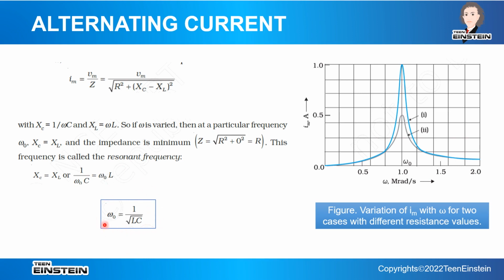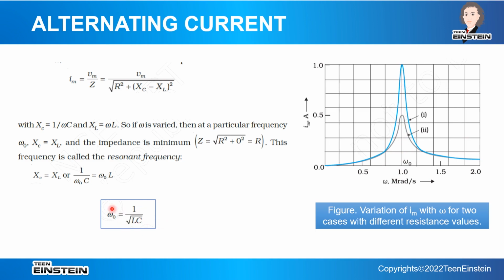Why do we call this the resonance frequency? This is the frequency that gives rise to the minimum of the Z value. When the Z value is minimum, the current will be maximum. If you look at this equation, for different omega values, the value of current is also different. But at a particular frequency, the current attains a maximum value. That frequency is called the resonance frequency, which is given by 1 by root of LC.